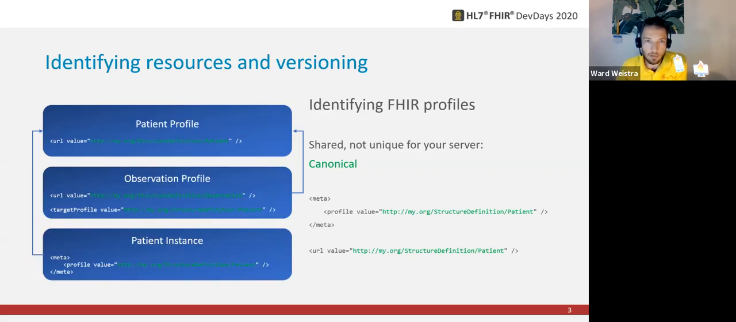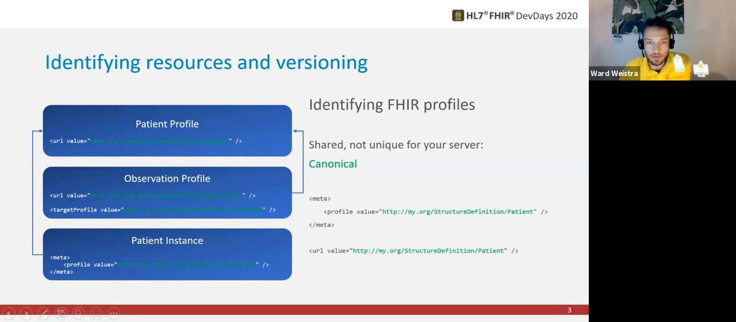So let's put that in an example here. I have a patient profile, and this patient profile defines its own unique canonical. So my organization / structure definition / patient. It can be a URL that I can actually put in the browser, but it doesn't necessarily need to be. Then when I start building other profiles and I refer, for example, from my observation profile to that patient profile. So this is an observation, has its own canonical, but it's referring to another profile, the patient profile. It can use the canonical, and then we know exactly what it points to. Similarly, if I have a patient instance, I claim this conformance to this patient canonical, and we know exactly what I'm claiming conformance to.